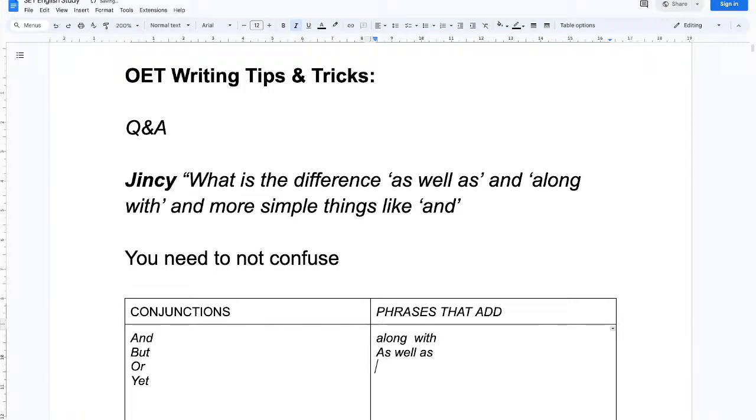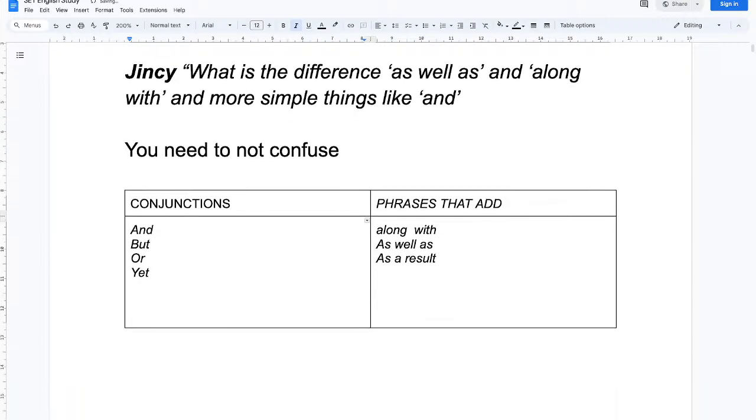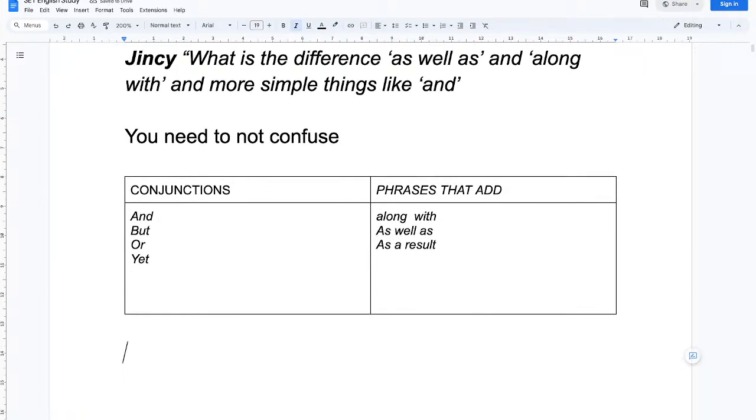And there's also things, even things like "as a result." Okay, this is not a conjunction. Some people think that "as a result" is a conjunction, but it's not. So what's the difference? Okay, let's just remind ourselves. In fact, you guys can type in the chat. What is the difference? Okay, the difference is this.